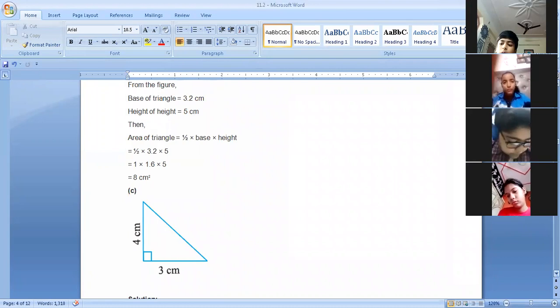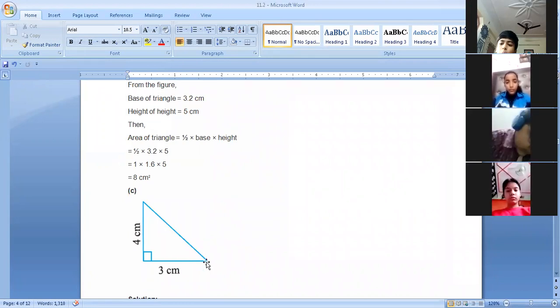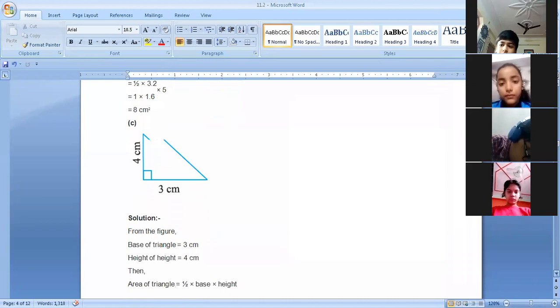Draw the diagram of C part. Base is given. This is a right angle triangle and base is 3 centimeter. Height is 4 centimeter given. Base is given. Height is given. Apply the formula.